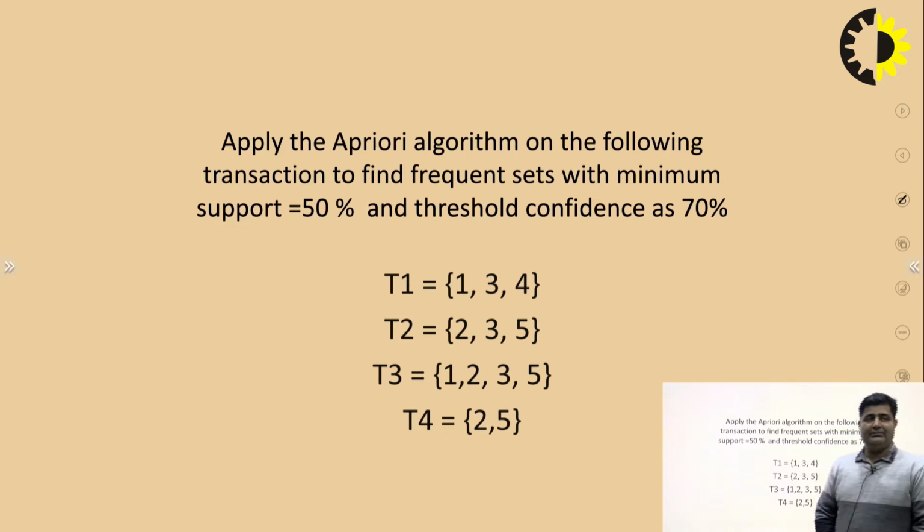And we have four transactions, T1, T2, T3 and T4, each with a number of items. In transaction 1 we have 3 items: 1, 3, 4. In transaction 2 we have 3 items: 2, 3, 5. In T3 we have 4 items: 1, 2, 3, 5, and in T4, the last transaction, we have 2 items: 2 and 5. Now with the help of this algorithm we try to find the mapping of the data items, with the support value of 50% and the threshold value of 70%.